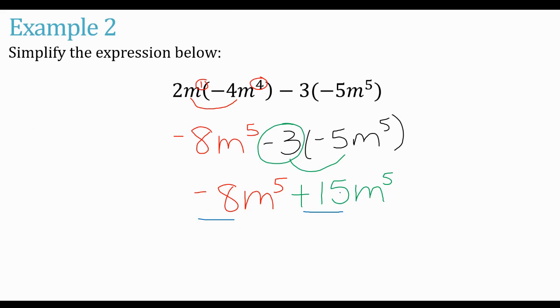So -8 plus 15 gives us 7. And we're going to just leave that exponent alone. So we get 7m to the 5th. Okay, let's take a look at another example.